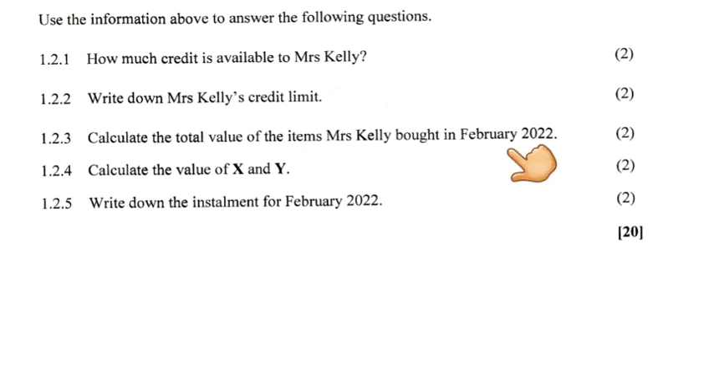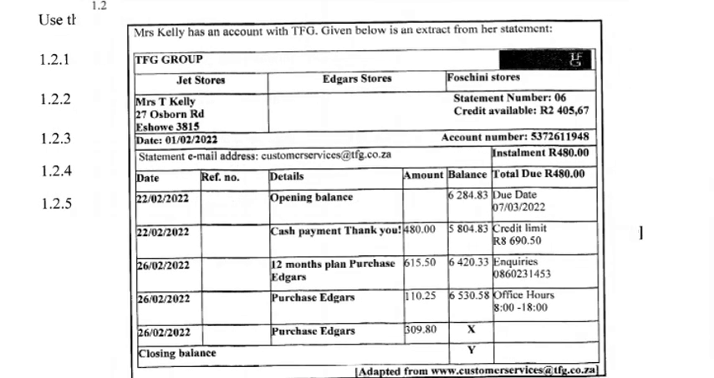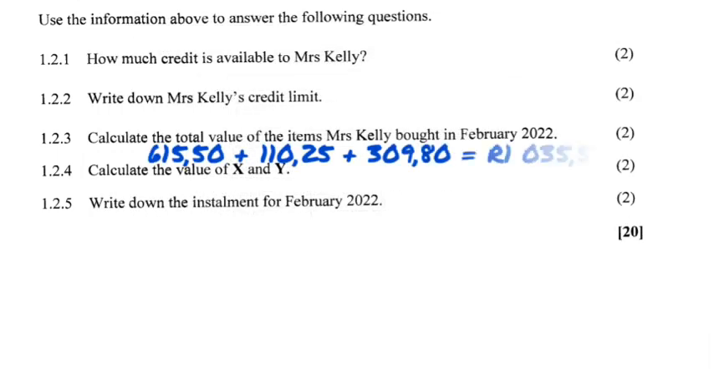1.2.3 says calculate the total value of the items Mrs. Kelly bought in February 2022. So basically you're going to go back to the statement. Now you're looking for the transactions that are talking about a purchase. The first one is opening balance, the second one is cash payment, but the third one talks about a 12-month plan purchase for 615, and then we have a purchase in Edgar's for 110 and a purchase in Edgar's again for 309. So you simply add them together and it gives you 1,035 rands and 55 cents.